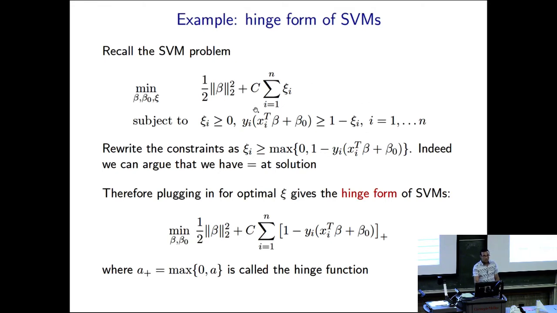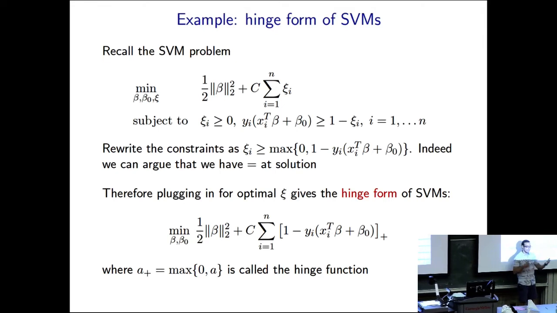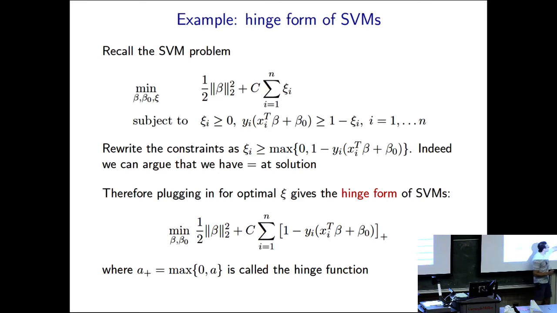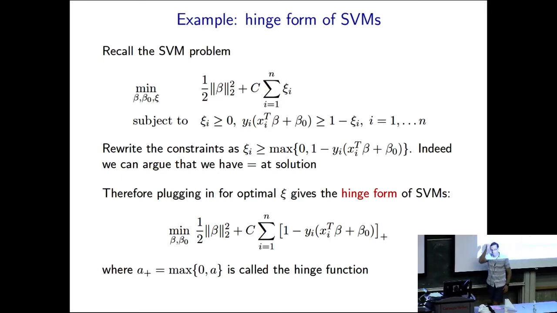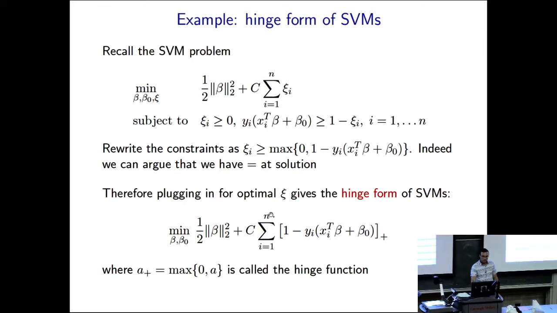Plugging that back in gives us something that we call the hinge form of SVMs. So I remember it as similar to ridge regression, except the loss is actually the difference between 1, which is kind of what you hope to expect if you multiply the label by something that tells you what sign of the boundary you're on, xi transpose beta plus beta 0. And we'll look at the positive part of that difference. It's called the hinge loss. And this is providing regularization just like ridge regression would. That's the way I remember this form.